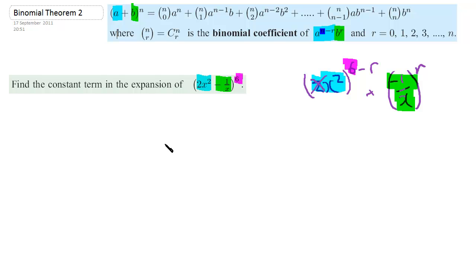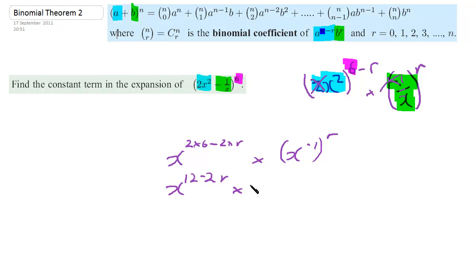So you've got x squared to 6 minus r. Well, if you do power of a power, you times them, so you're going to get x to the power of 2 times 6 minus 2 times r. Now the negative here is not going to matter either in terms of our coefficient, so we're going to ignore that as well. So you've got 1 over x, which is x to the minus 1, to the power of r. Now if we simplify all this, we get x to the power of 12 minus 2r times by x to the minus r.